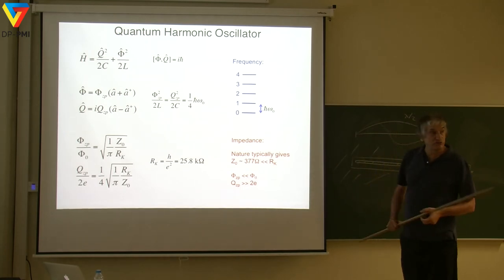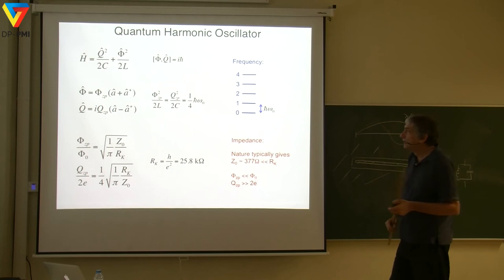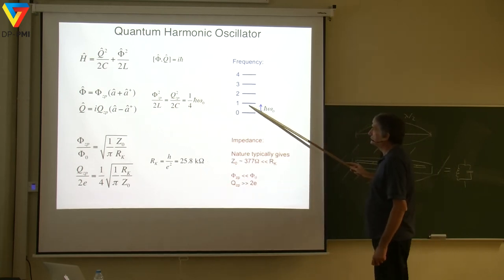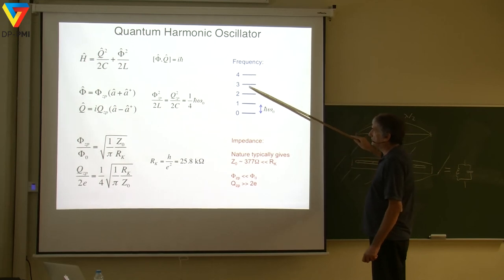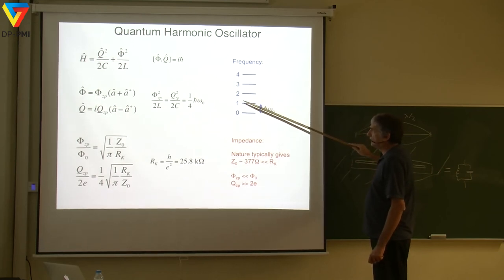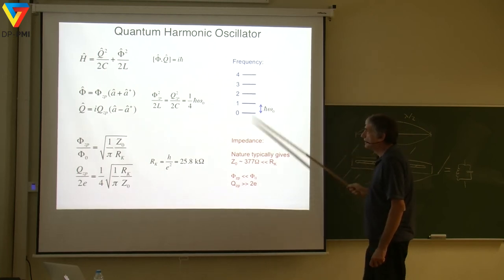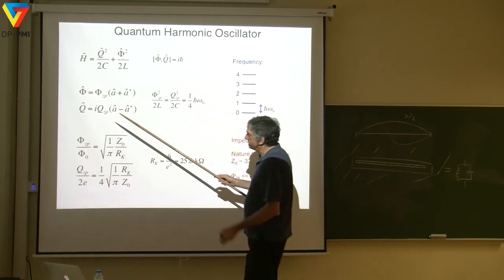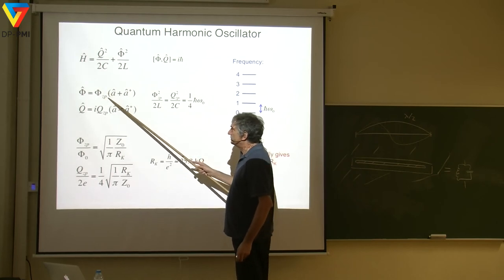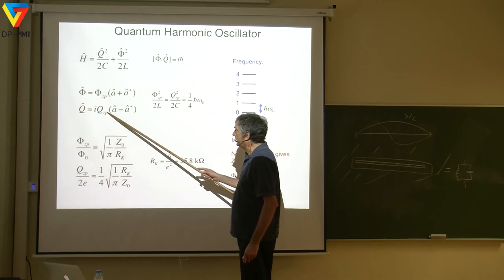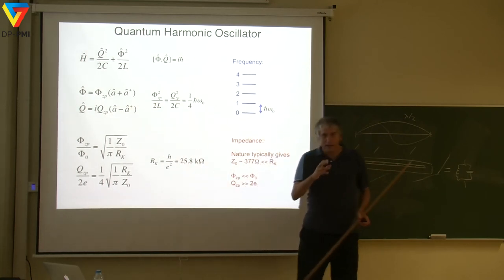Now you go through and you solve the harmonic oscillator, and you have raising and lowering operators, which A takes a state N to state N minus 1, and A dagger, A plus, goes from state N to state N plus 1. And you can write the flux operators as a zero-point flux times these dimensionless raising and lowering operators. Okay. And again, this is a trick.